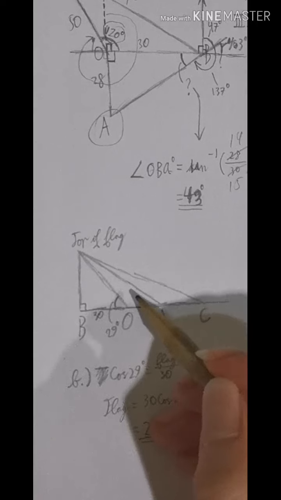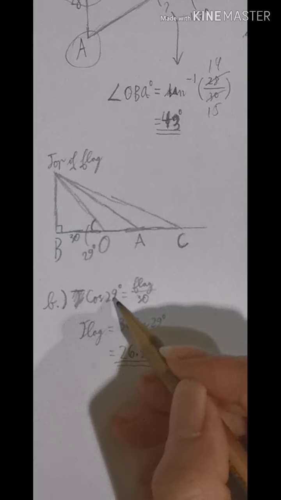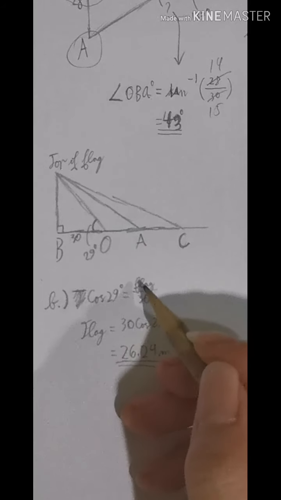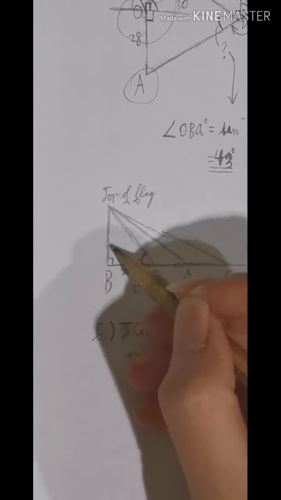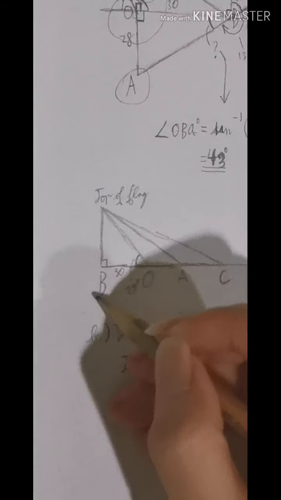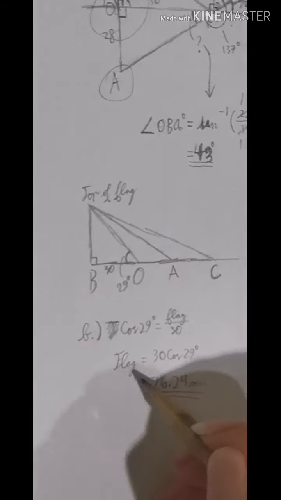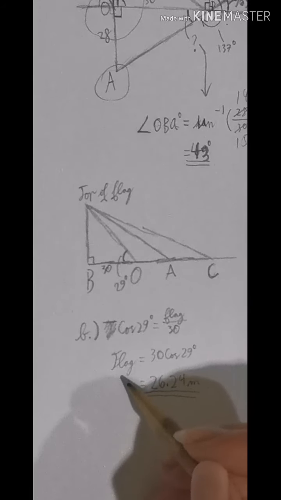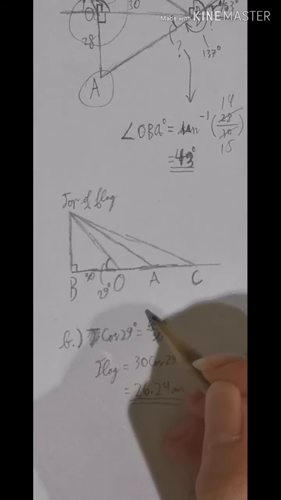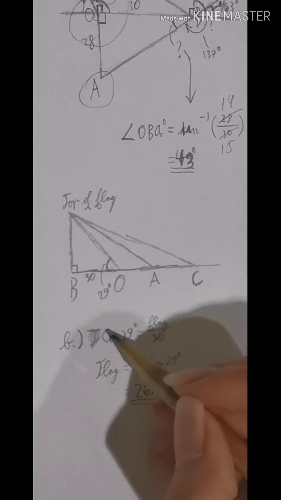Now, what you should do next is, using the cosine of 29 degrees, we can conclude that the height of the flag over 30 meters equals the cosine of 29 degrees, because in here the flag works as the opposite, and 30 meters works as the adjacent. So, whoops, I think I might have made a mistake here. I should not have used cosine. I should have used tangent.